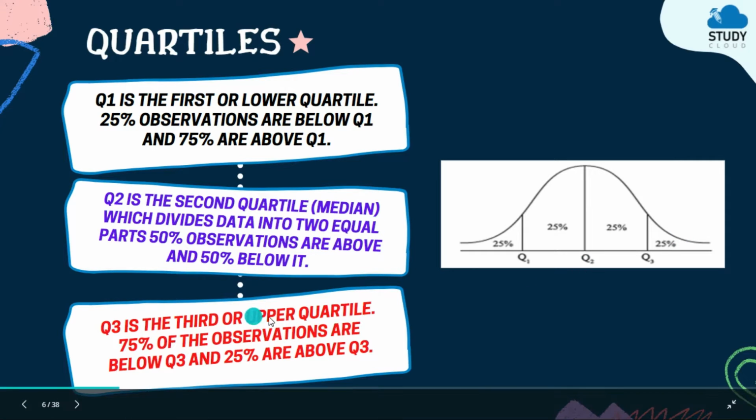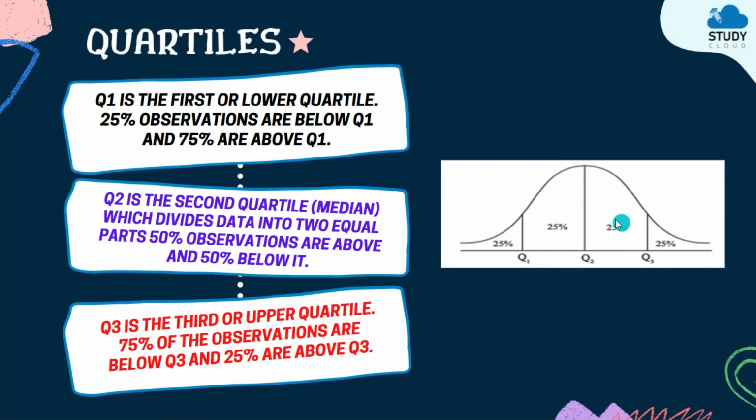Then there is quartile 3, which is also known as the upper quartile. Now if you see, 75% of observations are below it, so 25, 25, 25, so here is quartile 3, and here there is 75% of observations, and 25% of observations are above quartile 3.